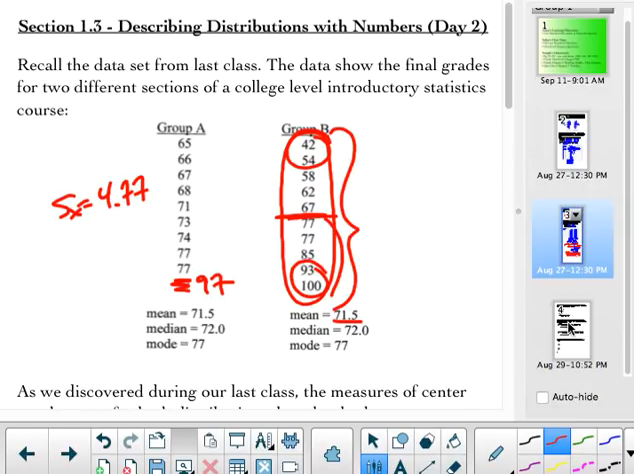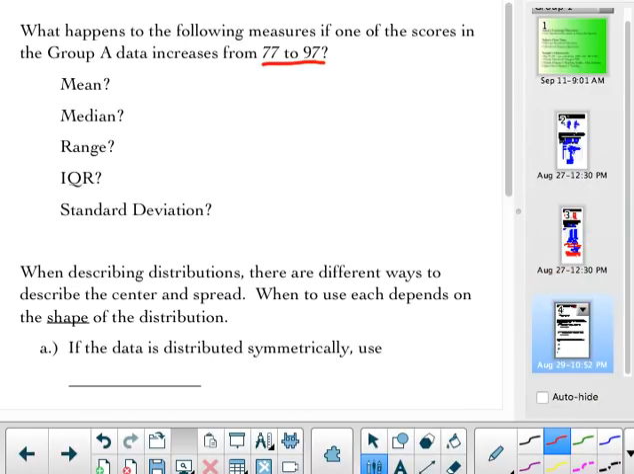Think about the answer to this question. If I increase from 77 to 97, what's going to be the effect on the mean? What's going to be the effect on the range, median, IQR, and standard deviation? Take a second just to think about that. You can just write increase, decrease, or no change, but I want you to think about it.